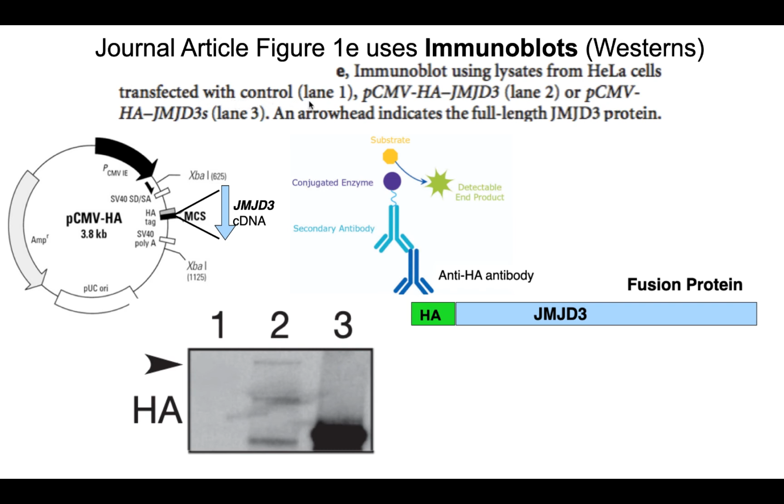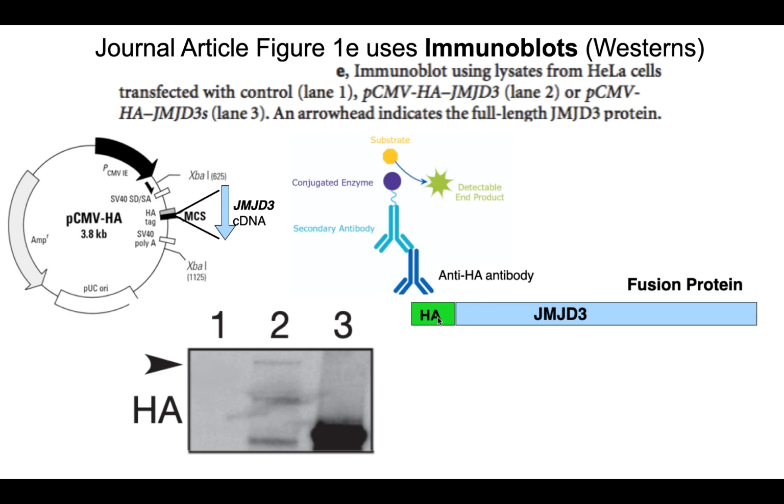transfected with control, lane 1, PCMV-HA-JM-JD3, lane 2, or PCMV-HA-JM-JD3S, lane 3. Now, we've already discussed what these mean. This PCMV-HA-JM-JD3 is this entire expression vector construct that they have cloned the cDNA into that encodes the protein of interest, JM-JD3, that will then be tagged by HA, hemagglutinin. So now that fusion protein that gets made is going to look like this, JM-JD3 protein attached to hemagglutinin.